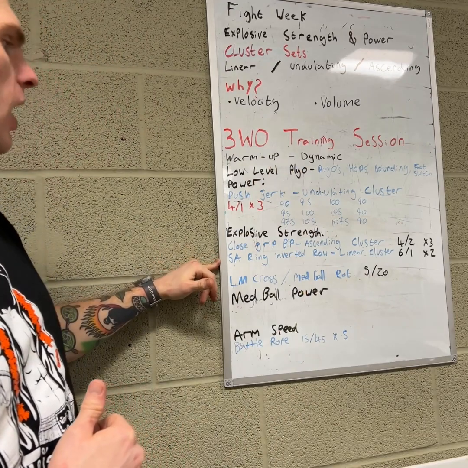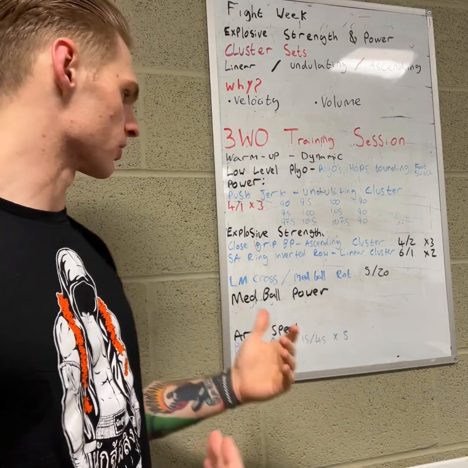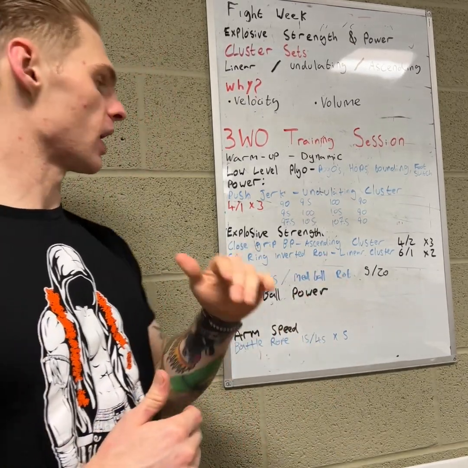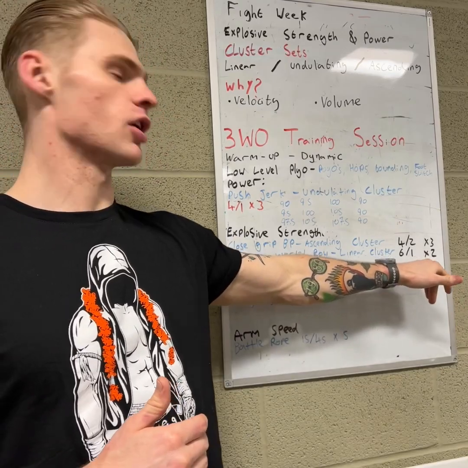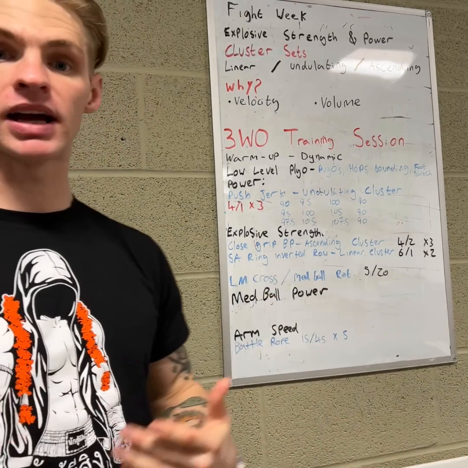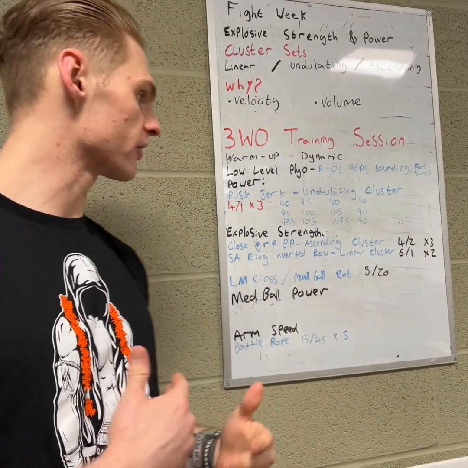Next, I did single arm ring inverted rows. These turned into single arm TRX inverted rows. Same difference, right? And these I did a linear cluster. I put down here 6 over 1. I actually ended up doing 6 over 2 in the session because that felt better, and that's fine. Sometimes our plan is just a guide, and we've got to go off how we're feeling at the time.